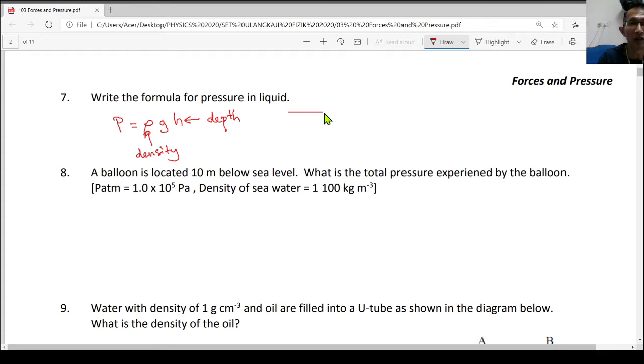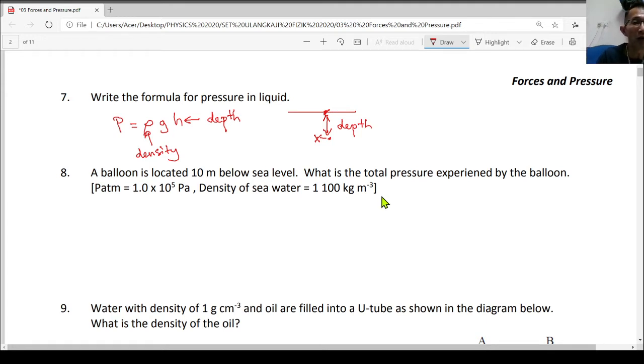Suppose here is the surface of the water and here is the object. Alright, so the depth we measure from the surface here until this point here, to the point of interest. So that is the depth. Alright, so the formula for pressure in liquid is rho g h. Okay, let's see question number 8.